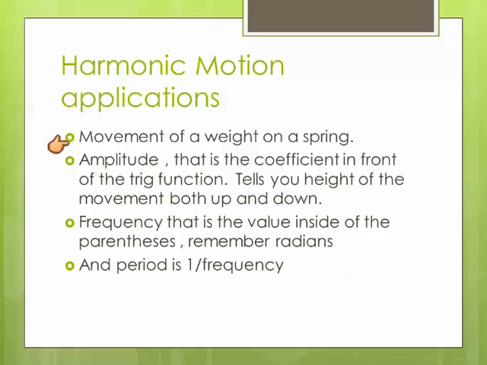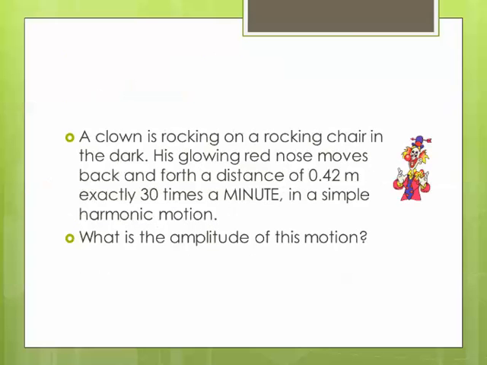Okay, so the movement of a weight on a string, the amplitude, that is the coefficient in front of the trig function, tells you the height, both up and down, of that movement of that weight on a string. The frequency, that is the value inside the parentheses. Remember that? Remember radians and stuff like that? So you got this swinging back and forth, and you shorten the string and it swings faster. Okay? The period is 1 over that frequency. Cool? Okay. Let's move forward here and look at some real examples.